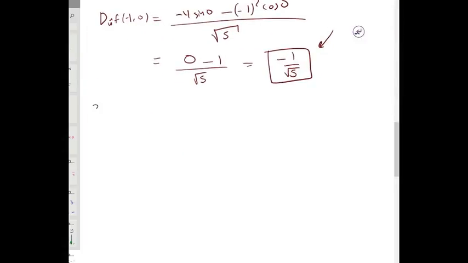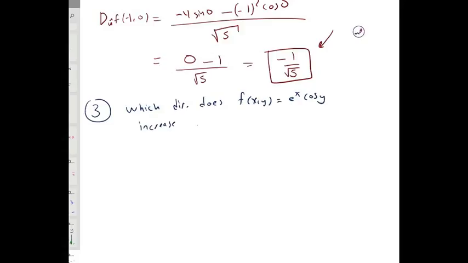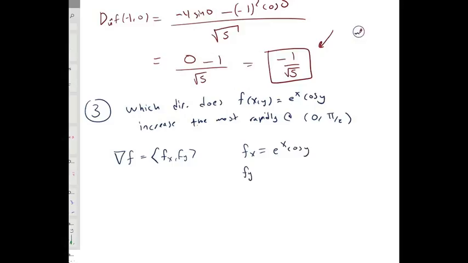So now, third example: in which direction does f of x y equal e to the x cosine y increase the most rapidly, at the point (0, pi over 2)? We have to find the gradient. The x derivative is going to be e to the x cosine y, because nothing changes with that. The y derivative is going to be negative e to the x sine y. The derivative of cosine is negative sine. So we have (e to the x cosine y, negative e to the x sine y). You can factor out e to the x.